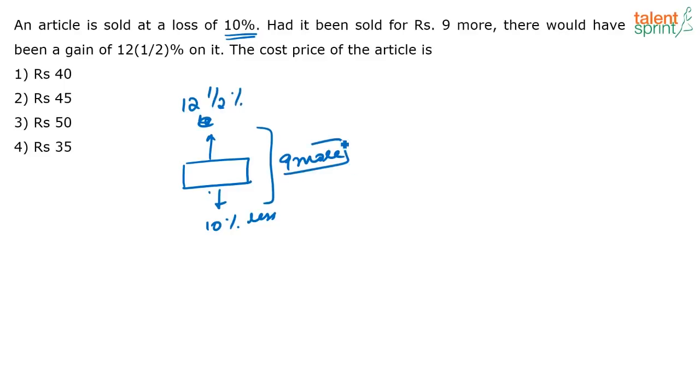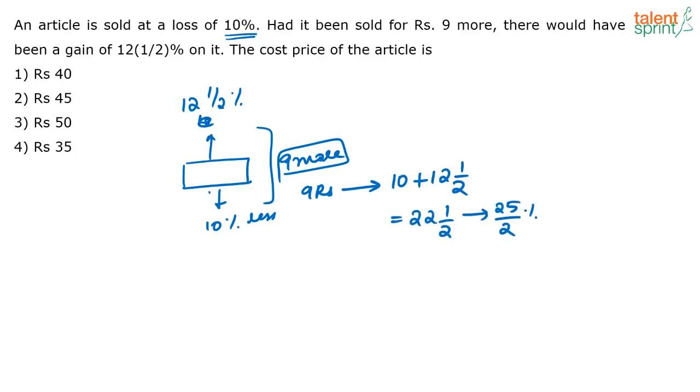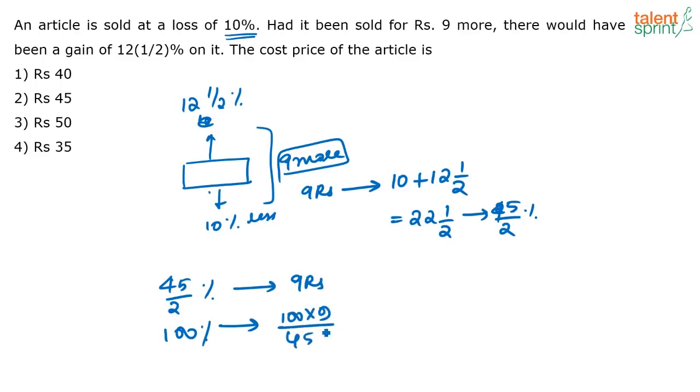So basically, what does this 9 rupees represent? This 9 rupees represents this 10 plus 12 1/2% of the cost of the article, or I can say it is 22 1/2, or that is 45/2% of the value. See, 45/2% of the value of the article is 9 rupees. So what is 100%, or the actual value of the article? It is nothing but 100 into 9 divided by 45 by 2. Correct? That is 40. I'll explain it once again.